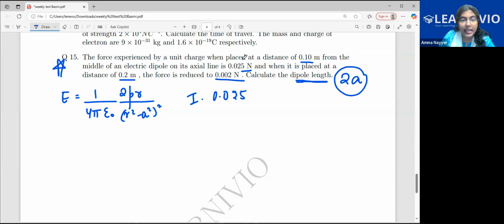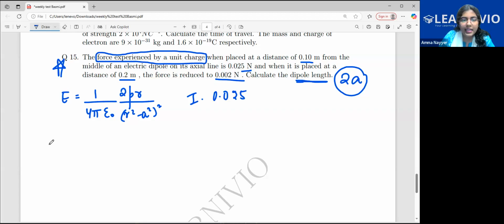This is the electric field. This is the force experienced by unit charge. So this is the electric field given to us. One more thing. See what the question is saying here. It is the force experienced by unit charge. This is the definition of electric field.